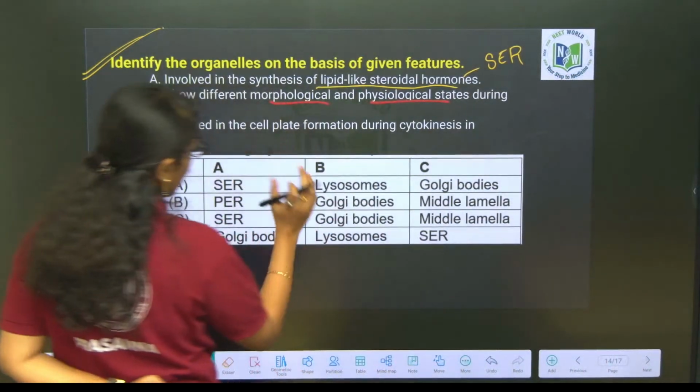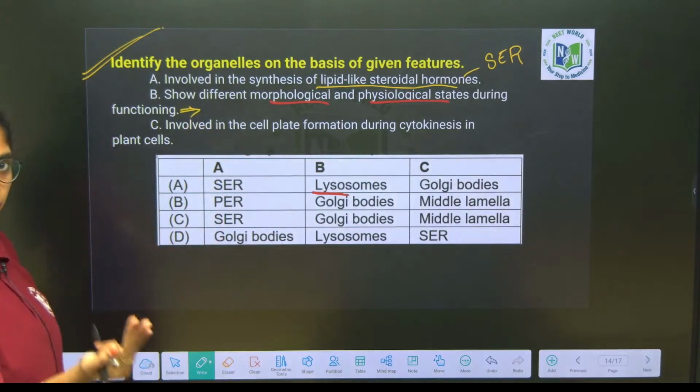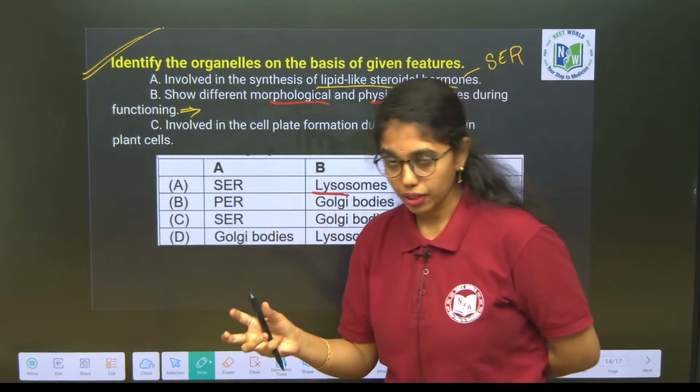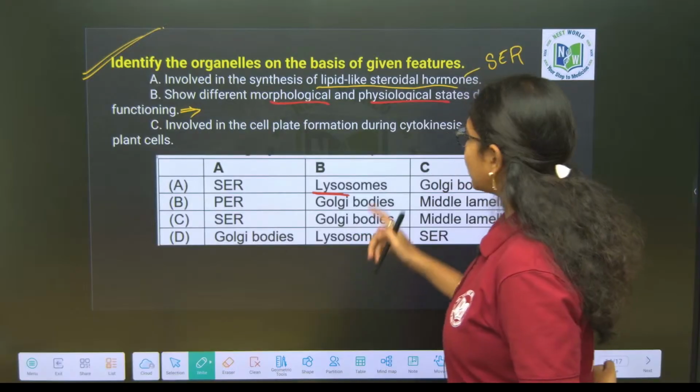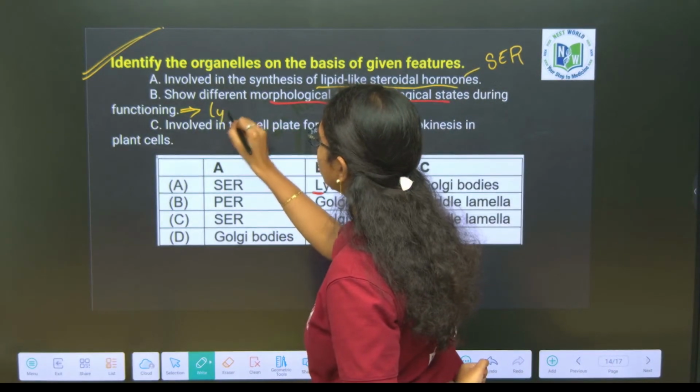Polymorphic structures are observed by what? Lysosomes, based on the primary, secondary, tertiary, autophagolysosomes. We have different types of lysosomes. Based on their function, their structure will be altered. So that is with respect to lysosomes. So here we can go with lysosomes.